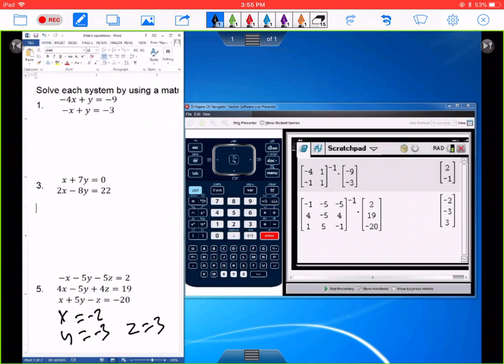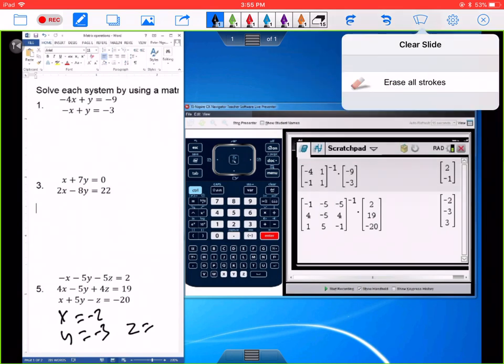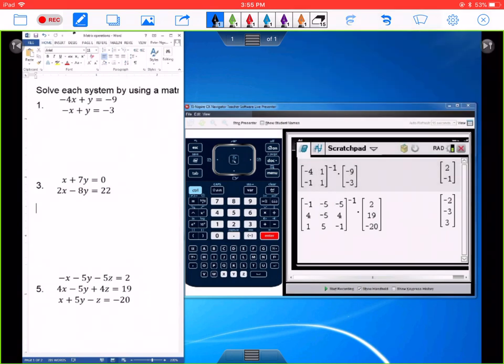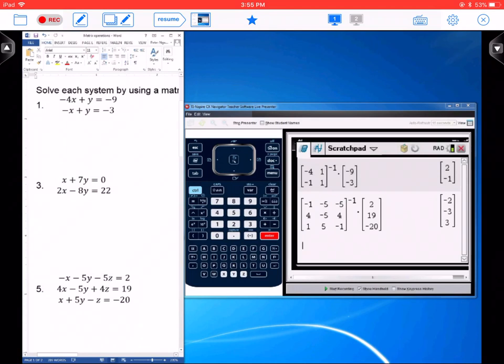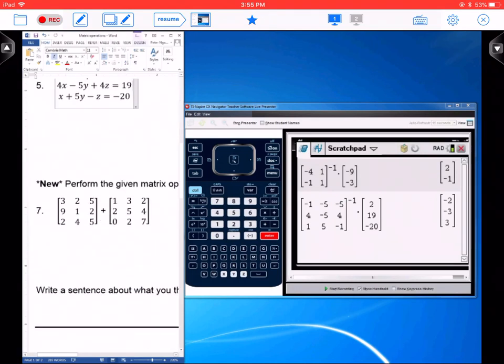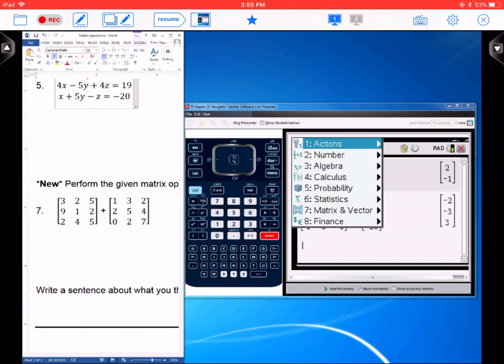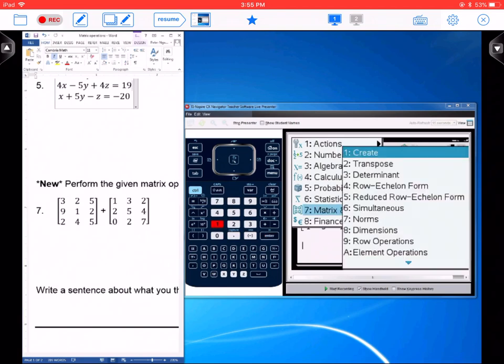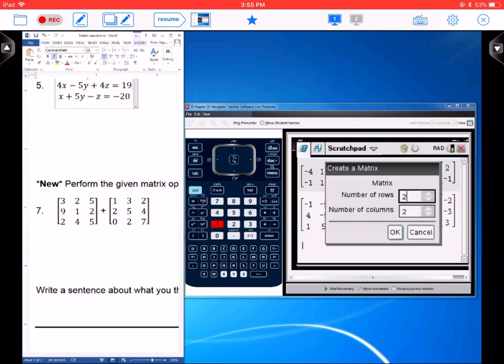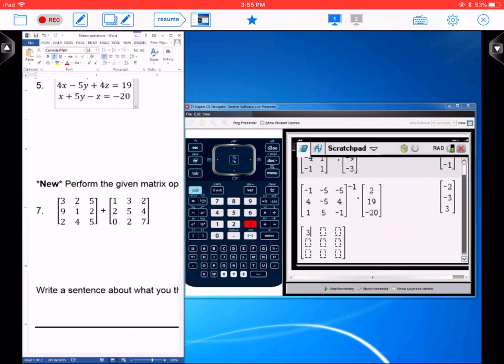All right. What else you need to know? So I'm going to clear this off for now. All right. If I scroll down. All right. Notice how you can even add, right? So number 7, I'm going to ask you to add matrices. So again, just make your matrix. You can do this on the calculator too. Notice there's 3 columns. So I'm looking at number 7, right? There's 3 rows and 3 columns. And you can actually add these straight in the calculator.